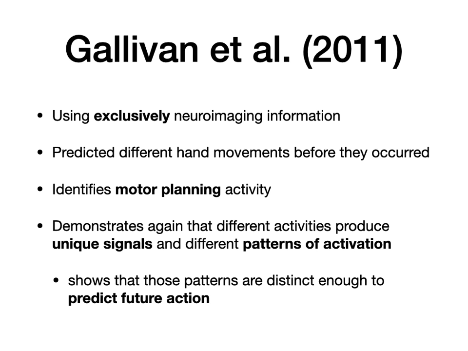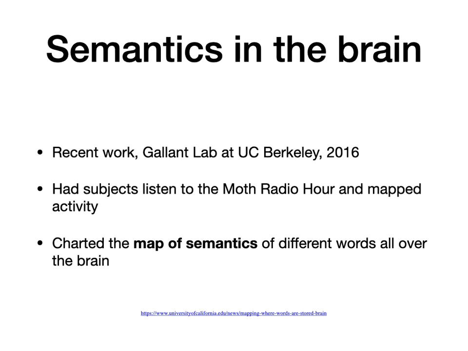There's also some interesting recent work from the Gallant Lab at UC Berkeley, 2016. This one is cool. This is sort of an advancement in the granularity of how we're trying to map what's going on in the brain. And they were able to chart this sort of map of semantics of different words all over the brain. So when you're thinking about bird, and when you think about the verb that it does, fly, those are two different little chunks of the brain that are active but also connected. And this is the idea.